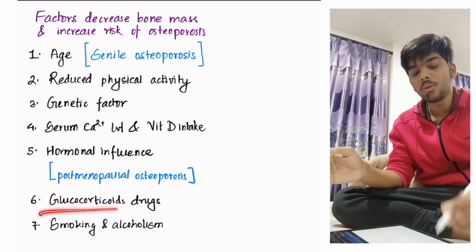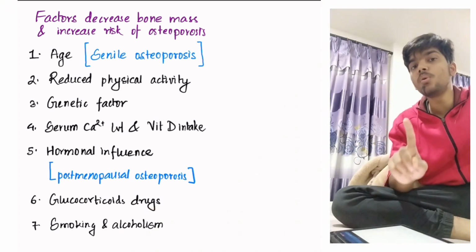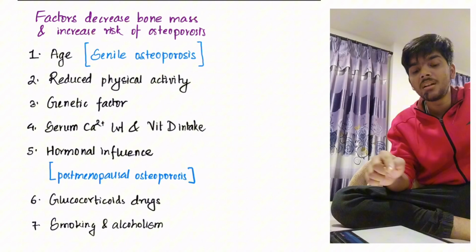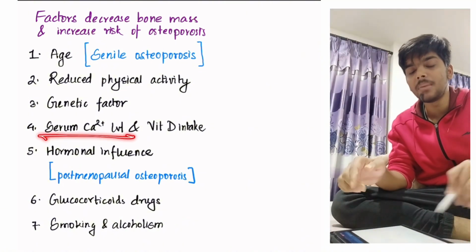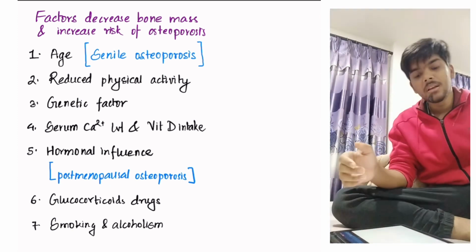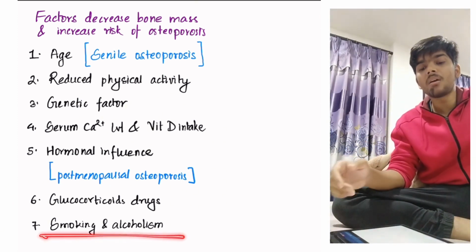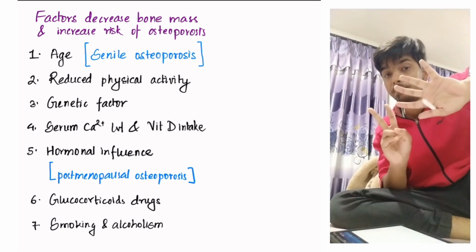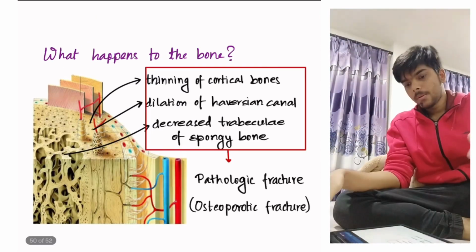Sixth is glucocorticoid drugs. Glucocorticoid drugs inhibit the absorption of calcium. As a result, there is decreased serum calcium level, and it brings us back to the previous situation. And then smoking and alcoholism are also risk factors for osteoporosis. So there are 7 risk factors.